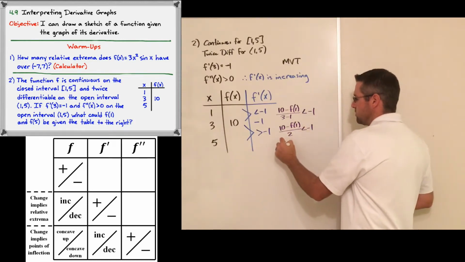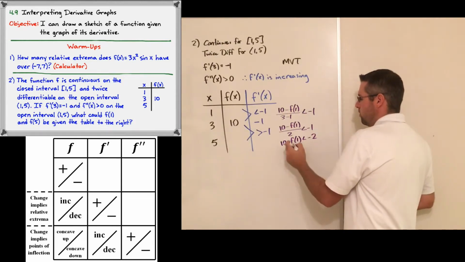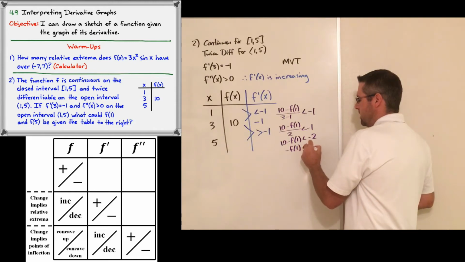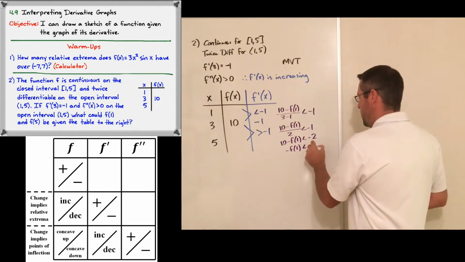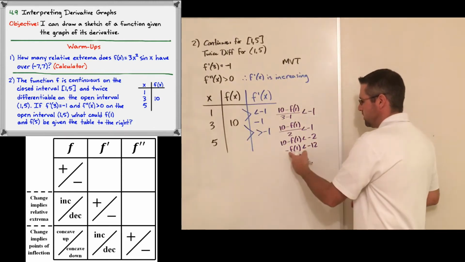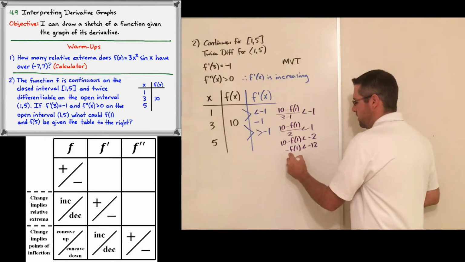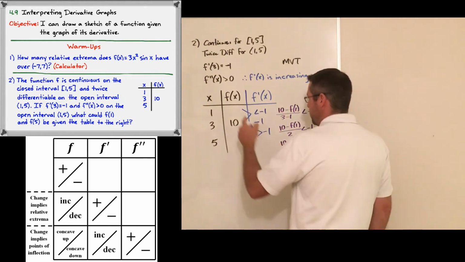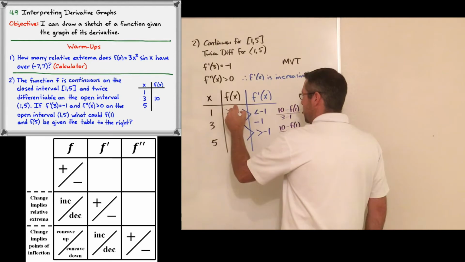Then we cross multiply, so 10 minus f of 1 is less than -2. We'll subtract the 10, so negative f of 1 is less than -12. And then as a result, we've got to flip that inequality, divide by -1. So f of 1 must be greater than 12. Okay? So we know that this value must be greater than 12.